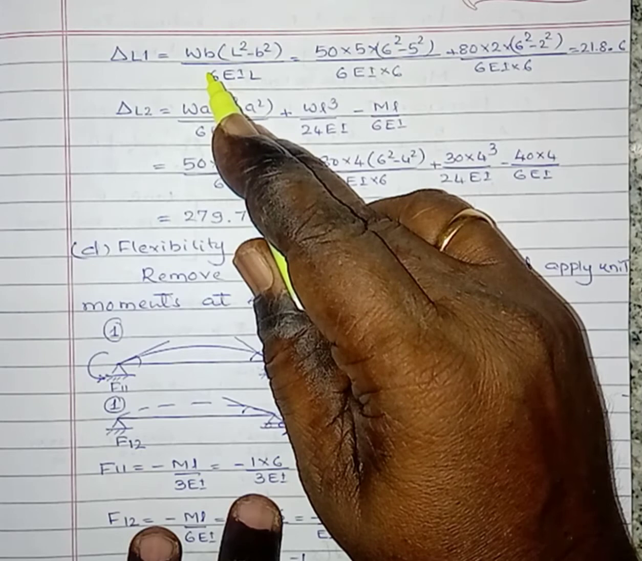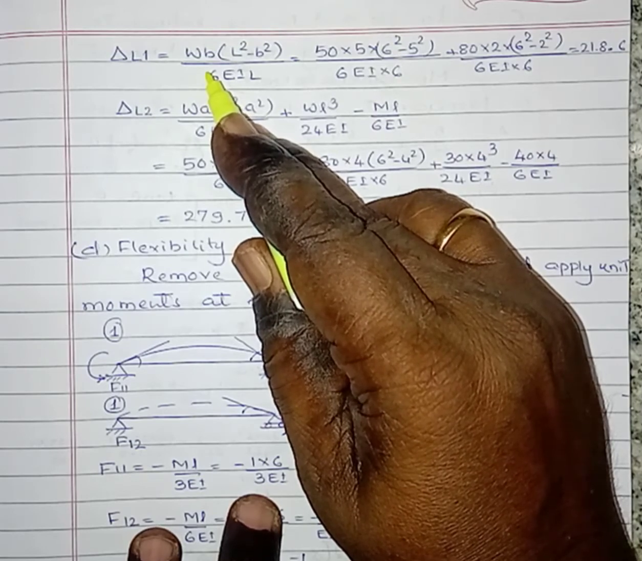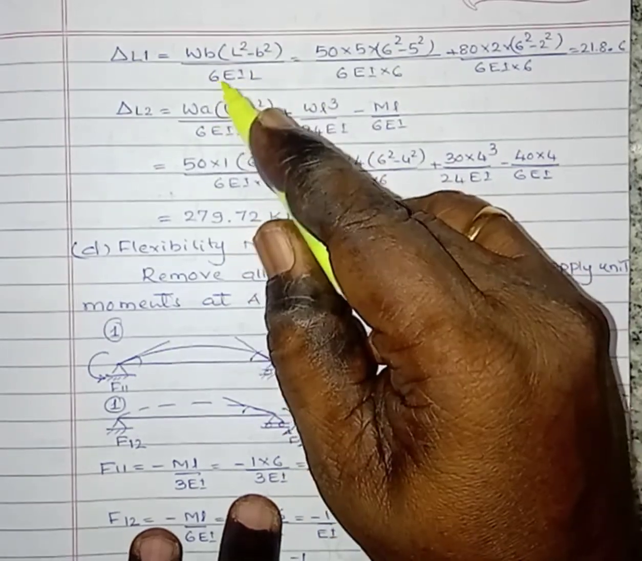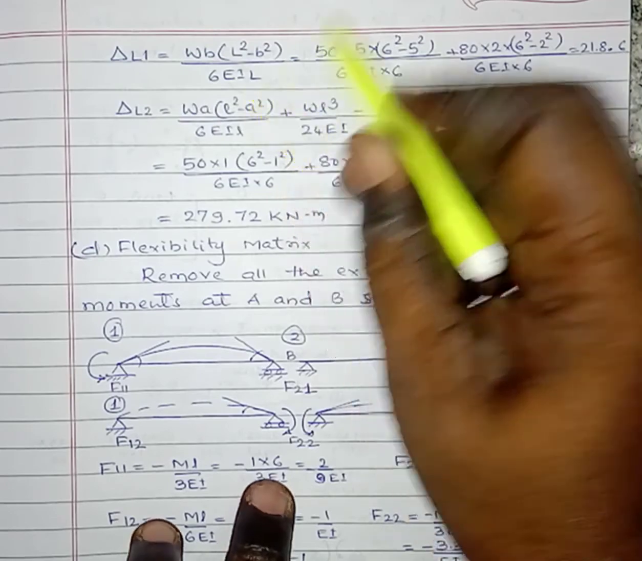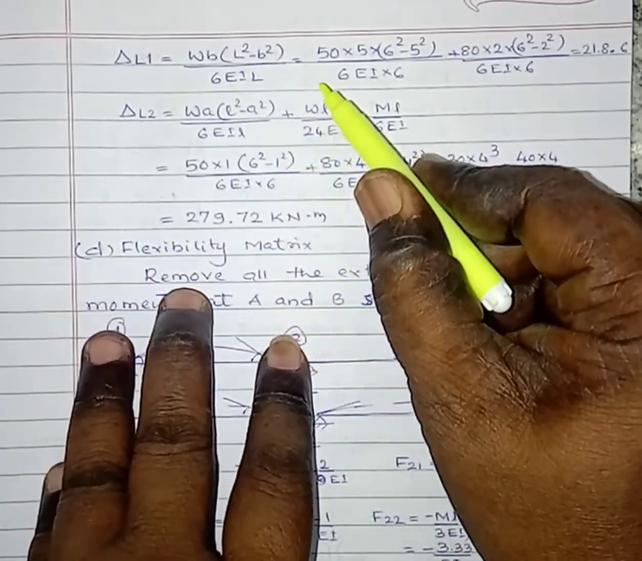The slope at 1, that is the angular displacement at 1 due to the 2 point loads, is given by WB into L square minus B square divided by 6 EIL. We have given the standard formulas in the previous video.